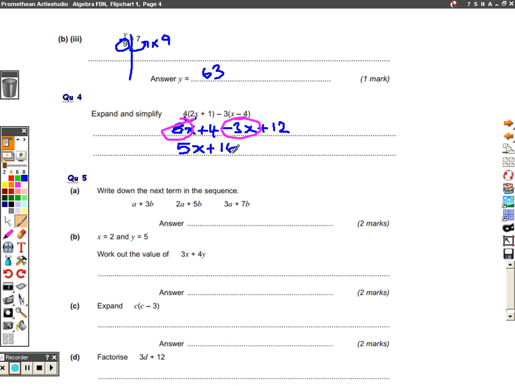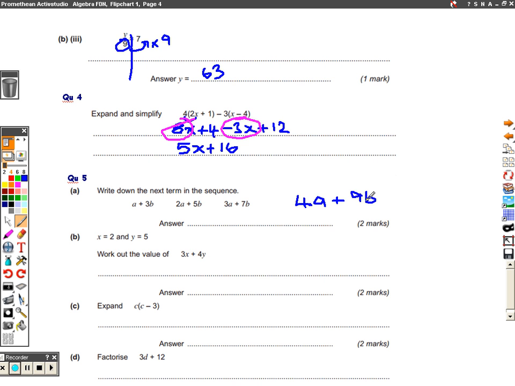Okay, write down the next term in the sequence. You've got to look what's happening to our a's as we go from term to term. Well, you're adding an a to get 2a, adding another a to get 3a, so your next term, add another a, is going to be 4a. 3b going to 5b. Going to 7b, you're adding 2b each time, so add 2b here, plus 9b.